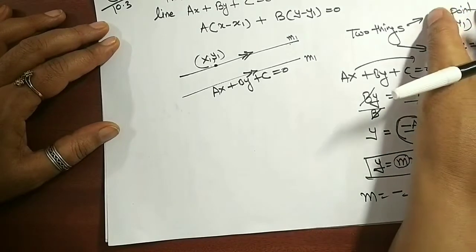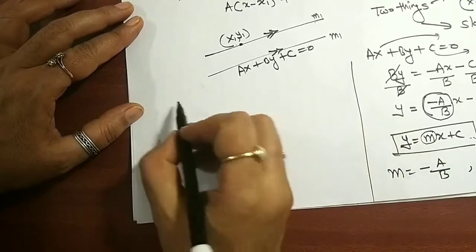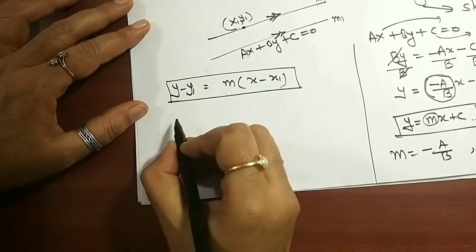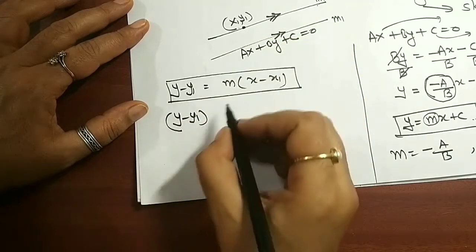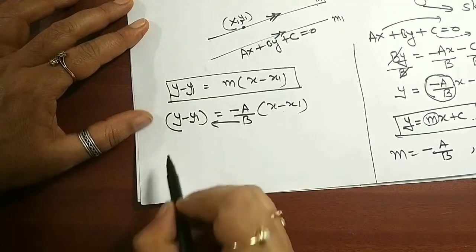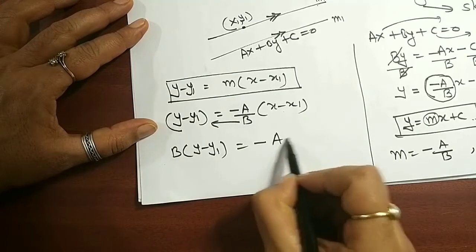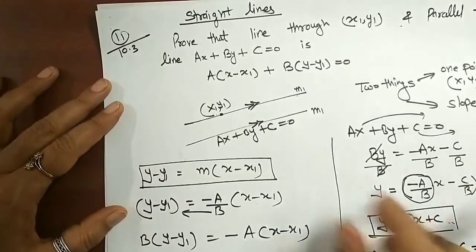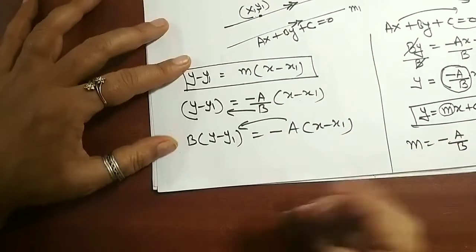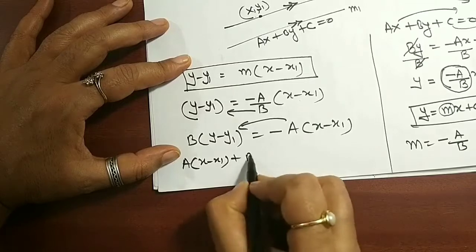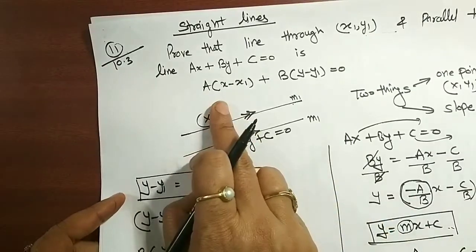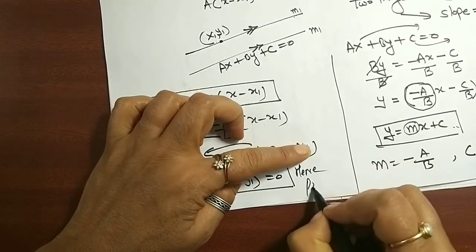Once we know one point and one slope, what is the equation of the line, guys? y - y1 = m(x - x1). This is the equation of a line. So y - y1, with the point, is equal to m, and m is -a/b, times (x - x1). Now b will go there, so it will be b(y - y1) = -a(x - x1). I am supposed to bring it into this form, so I am just one step away. Just bring this here, so this will become plus, and I am writing it on this side. So it will become a(x - x1) + b(y - y1) = 0. So this is the equation which I was supposed to prove. Hence proved.